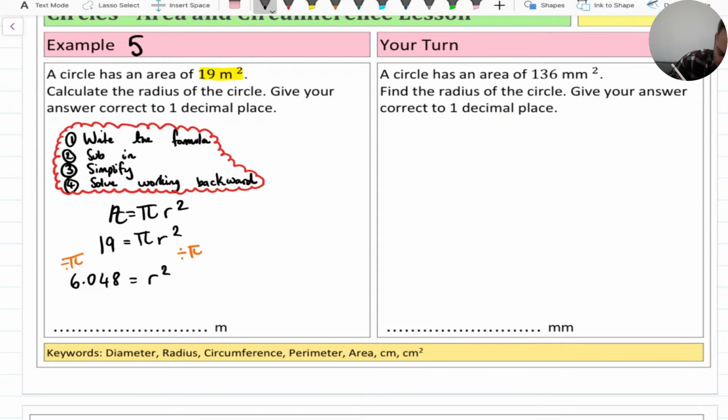And then we need to get rid of that squared by square rooting both sides. So square root, square root. So shift square root, my answer, which is equal to 2.45. So R is equal to, the full length one is 2.4592, continuing. So rounding that, R is equal to 2.5 meters.